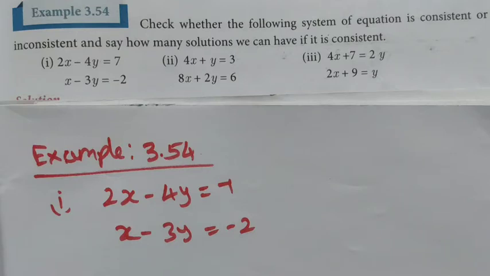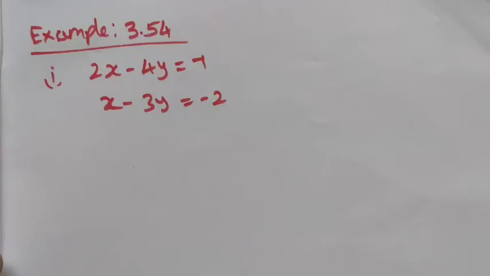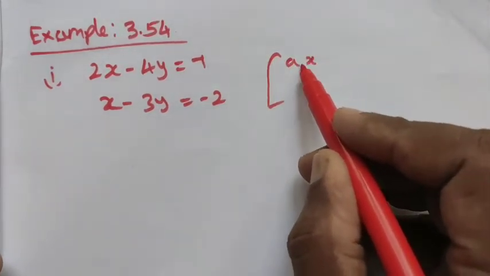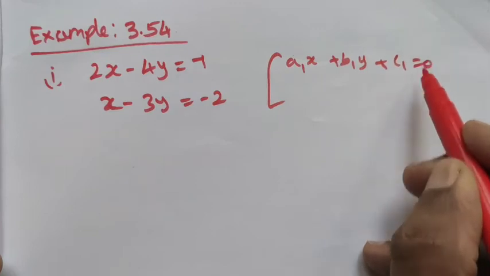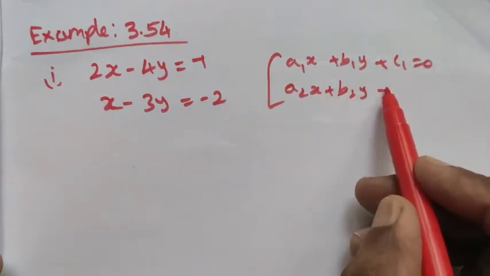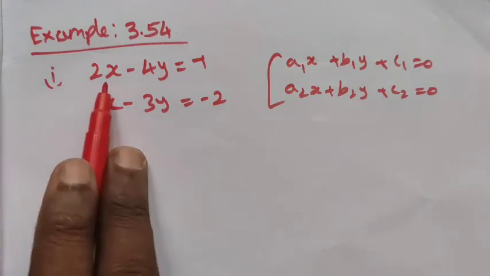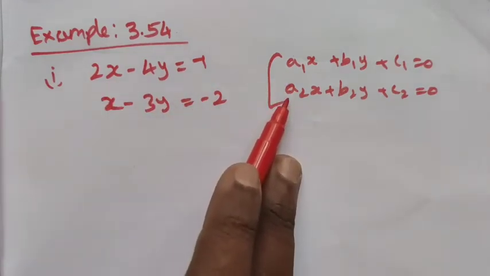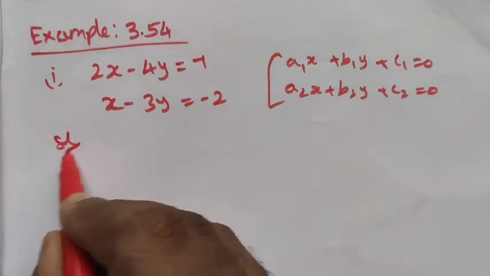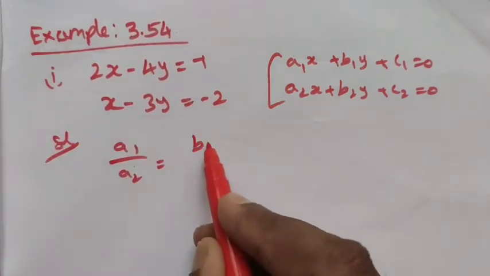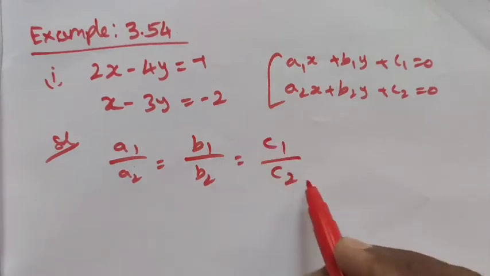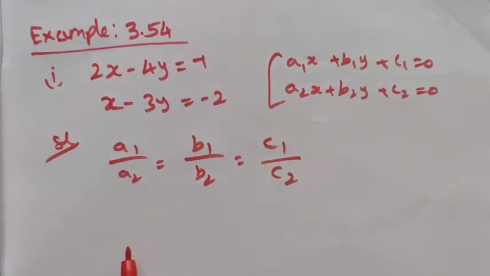Let's see the first equation, Roman number 1: 2x minus 4y is equal to 7, and x minus 3y is equal to minus 2 is given. Compare these equations with a1x plus b1y plus c1 equal to 0 and a2x plus b2y plus c2 equal to 0. Here a1 and a2 are the coefficients of x. We have the formula a1 divided by a2 is equal to b1 divided by b2 is equal to c1 divided by c2. First we find out each ratio and then see which are equal or not equal. By using this we can find the number of solutions.